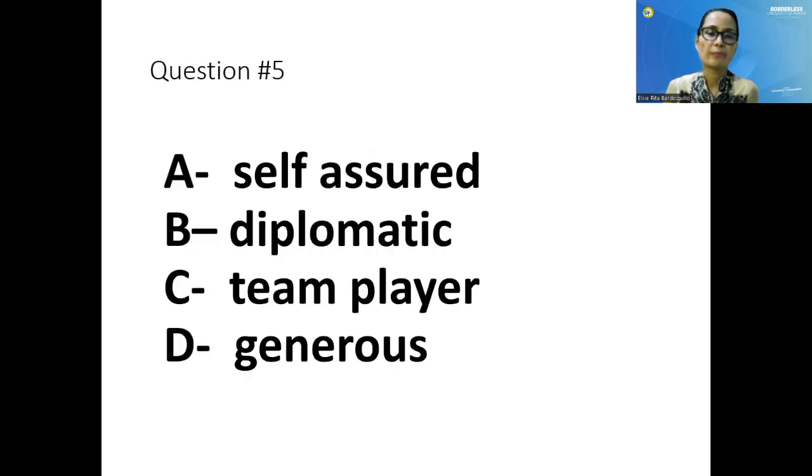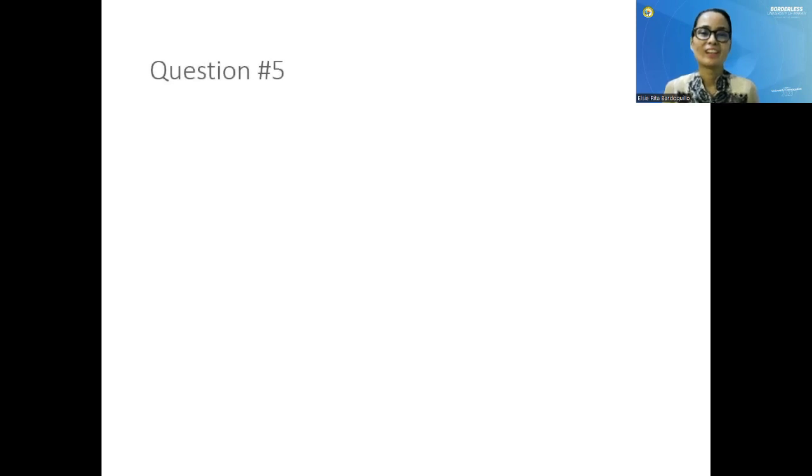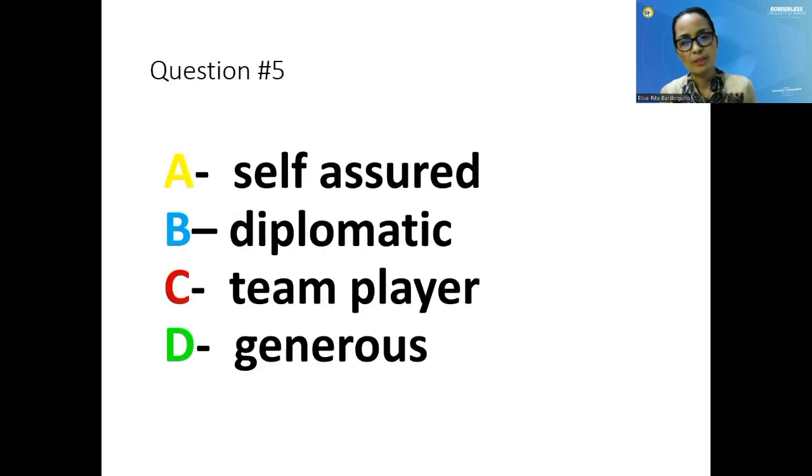For number 5, A, self-assured, B, diplomatic, C, team player, D, generous. Pause. A is yellow, B is blue, C is red, D is green.